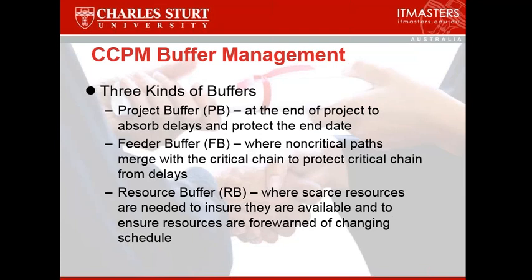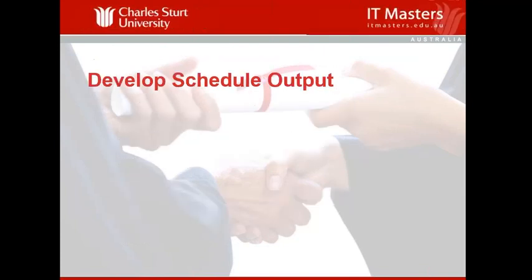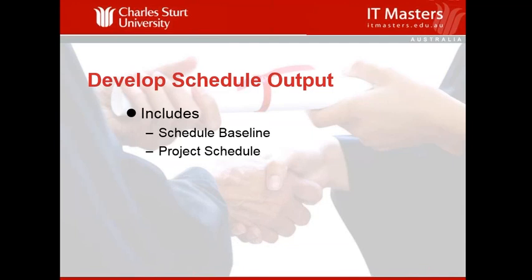And that's a buffer that you put aside to enable you to manage scarce resources and to account for people when they're not available, and you build an extra bit of time into your schedule to take account of the unavailability. Okay, so that's essentially a quick run through critical chain. So you develop the schedule output. So the schedule output is the schedule baseline and the project schedule.